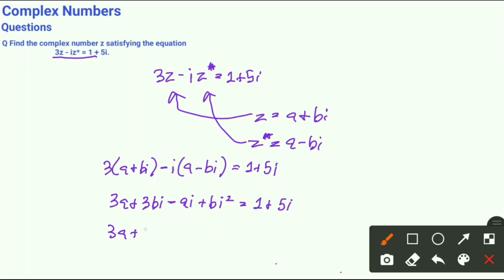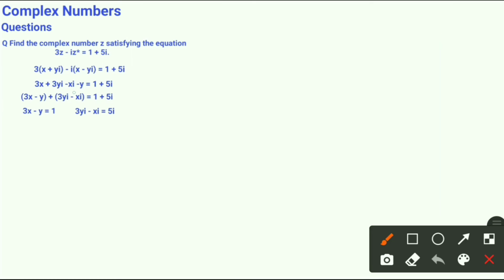So it's going to be 3a plus 3b iota minus a iota. i squared is minus 1, so minus b, equals 1 plus 5 iota. With x plus y iota and x minus y iota, we get 3x plus 3y iota minus x iota minus y, is equal to 1 plus 5i.